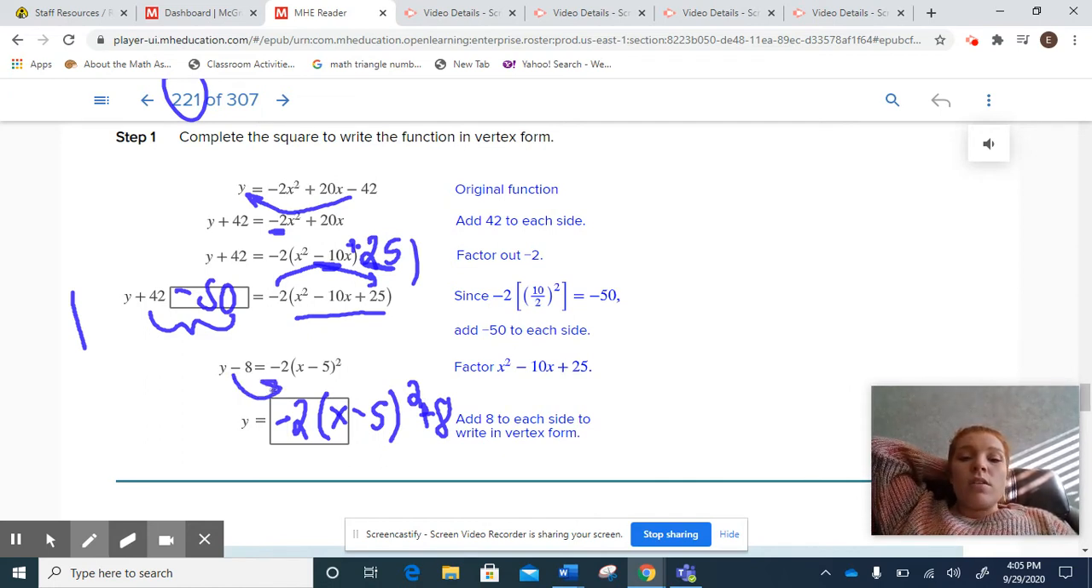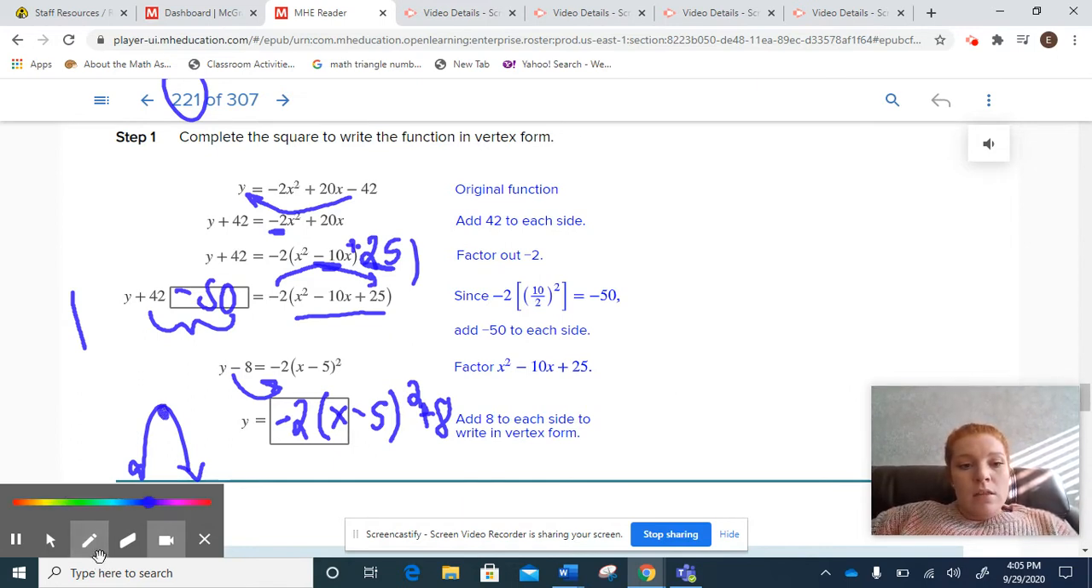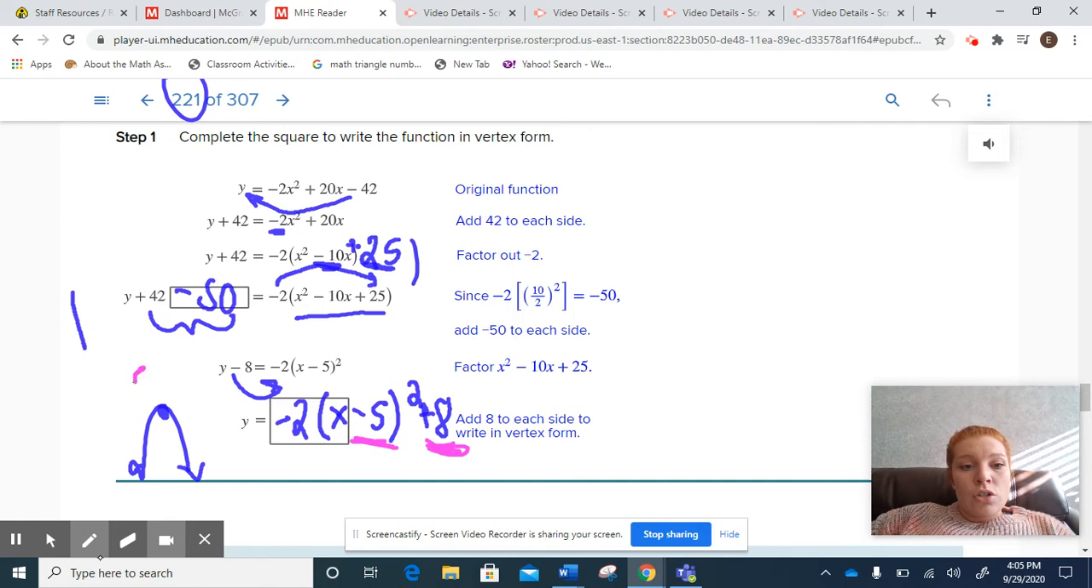So a couple things that you can tell about this. First off, it's a downward facing parabola because of the -2. It's vertically stretched. In other words, it's skinnier. Our vertex here, remember, is the point of H and K. Change H to opposite sign. Keep K the same. So I know I have a vertex of 5, 8.